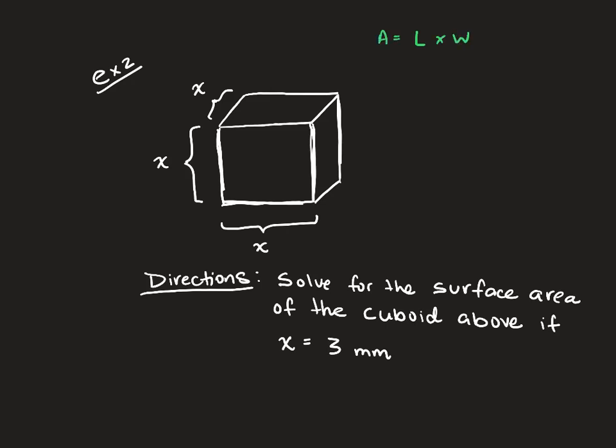Okay, area equals length times width. And length is equal to 3 millimeters. And width is equal to 3 millimeters because it's all the same. Then area is actually 9 square millimeters. And that's just for one face here.